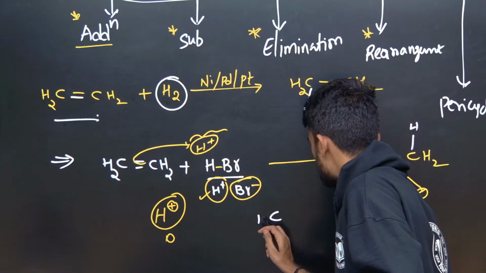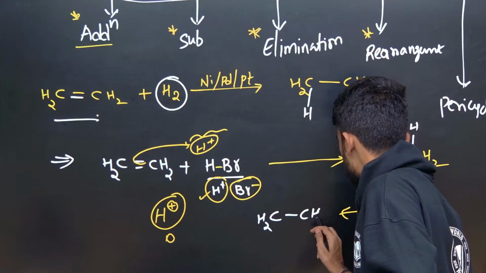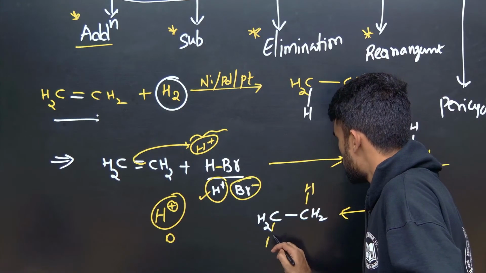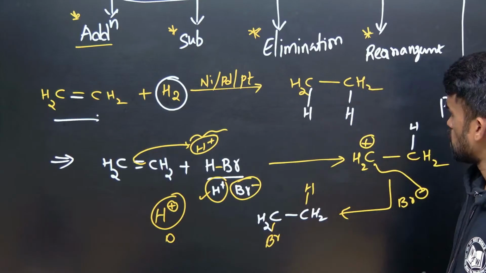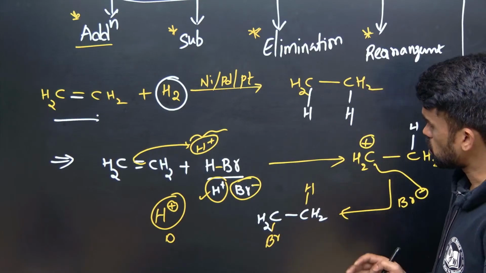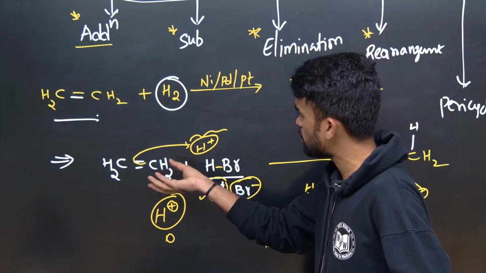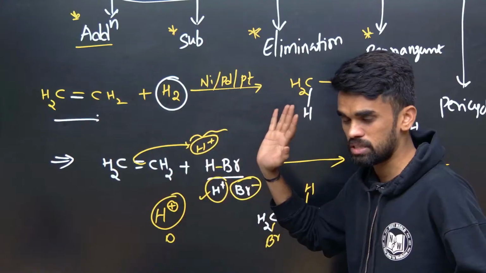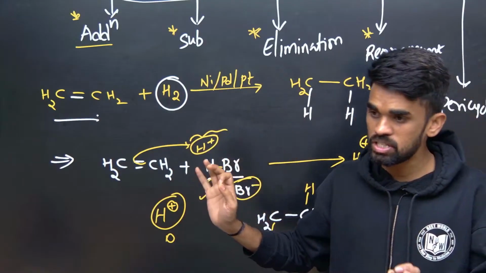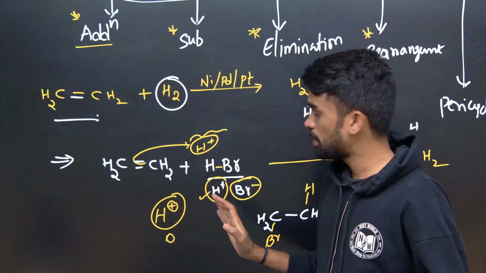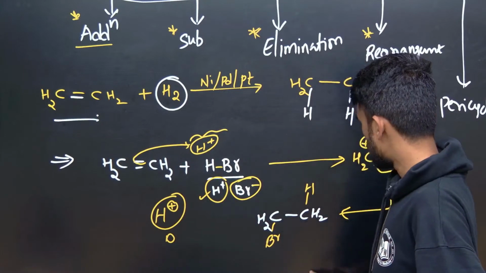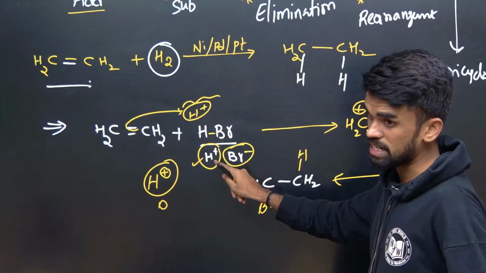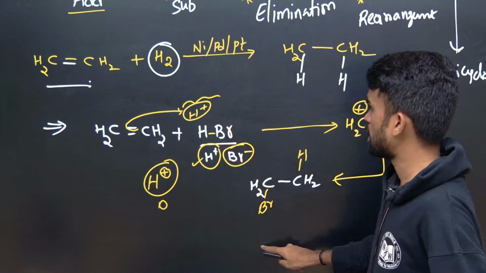So write the product CH2, CH2: one H we added in the first case, one Br we added in the second case, right? Hope it is clear. Did we add groups or did we remove anything? No, we just added H and Br to this. So we call it an addition reaction, right? Now this is an example of which addition? Electrophilic addition, right?